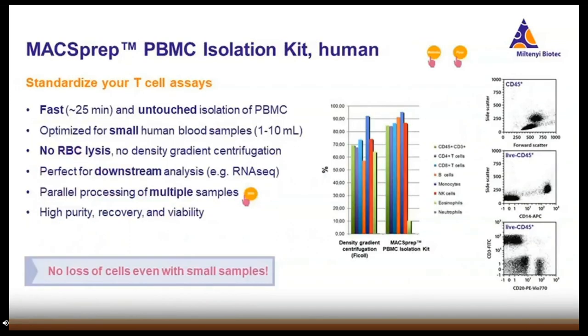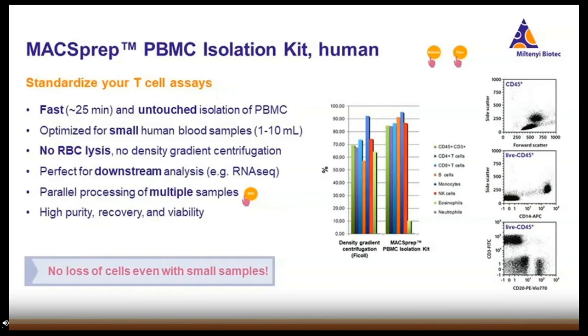So, and this is where our MACSPrep PBMC isolation kit comes in. The MACSPrep PBMC isolation kit provides a very fast and untouched, this is very important, untouched isolation of highly pure PBMCs with a high recovery. The kit is optimized for small blood samples of 1 to 10 ml and does not require lysis of red blood cells or even density gradient centrifugation. The isolated cells are perfectly suited for downstream analysis, and you can even process multiple samples in parallel.